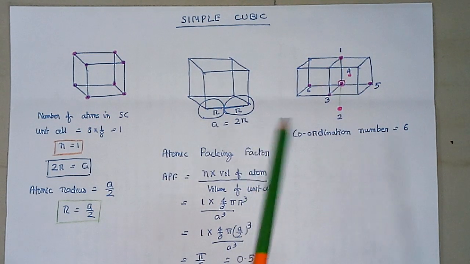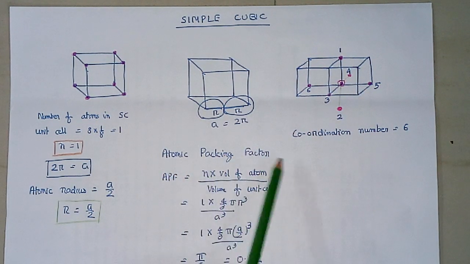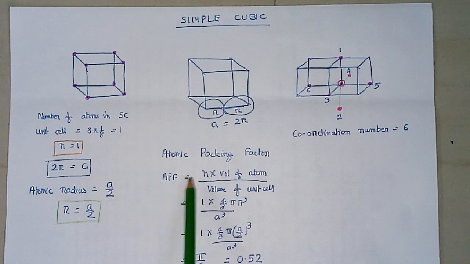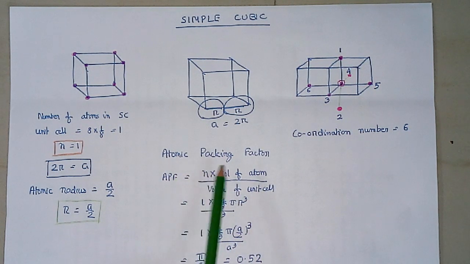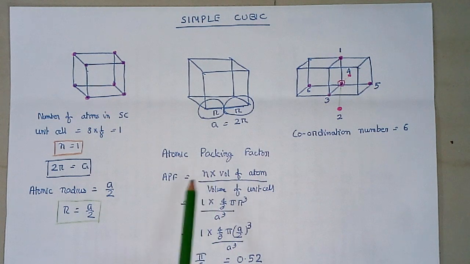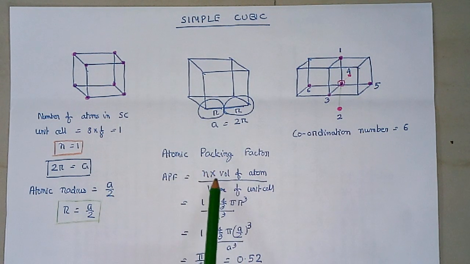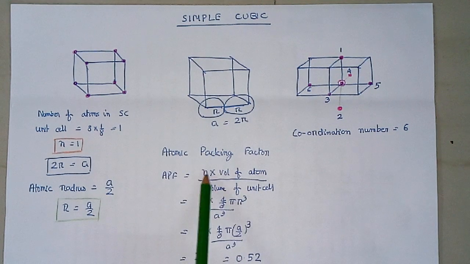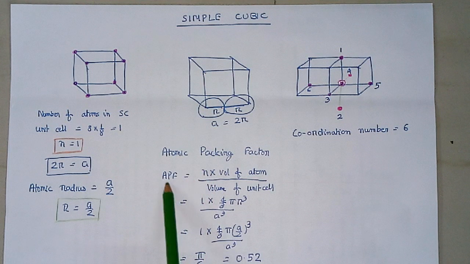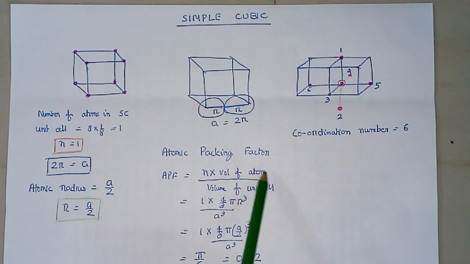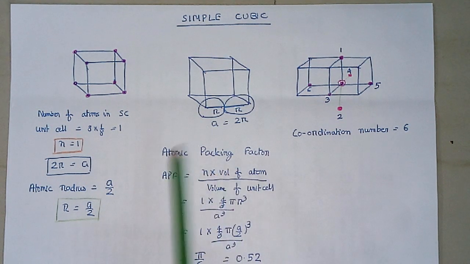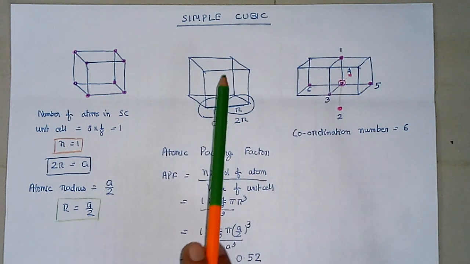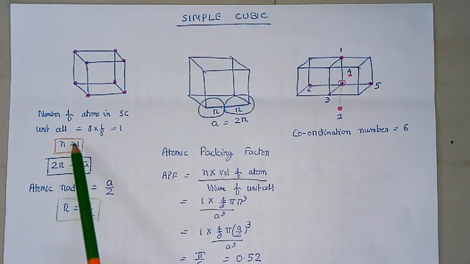Okay, now let us calculate the atomic packing factor, which we write as APF. So what is this atomic packing factor? That is the volume occupied by the atoms divided by the volume of the unit cell. Now here we write APF equals N into the volume of the atom, upon the volume of the unit cell. So what is N? That is the total atomic contribution for this unit cell. That value N equals 1.